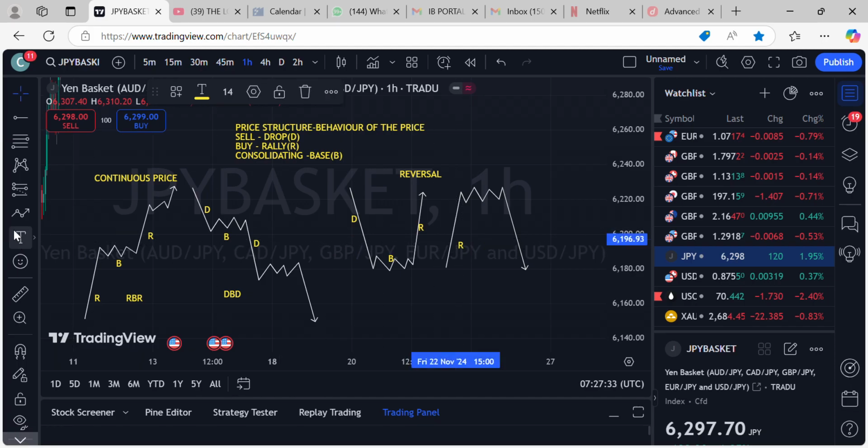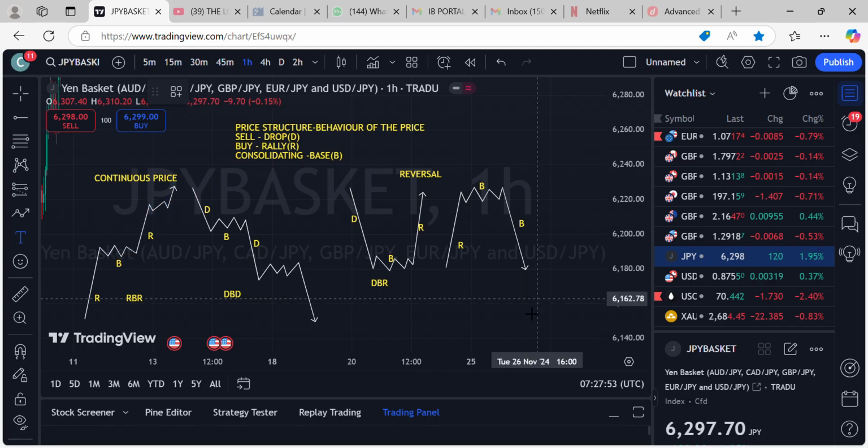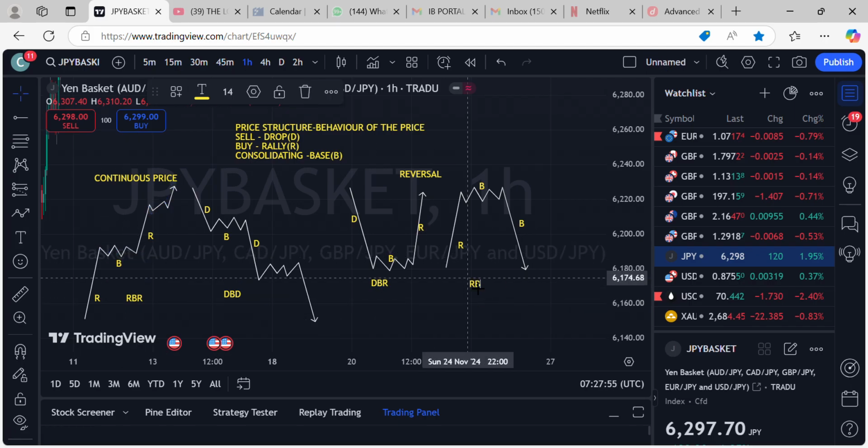Then the price can also give you rally, base, and a drop again. So technically we are calling these markets drop, base, rally. Or we have this other one, we call it rally, base, drop. So this should have been drop, not base. So we label this as drop, like that.